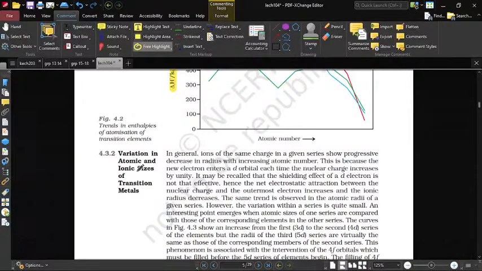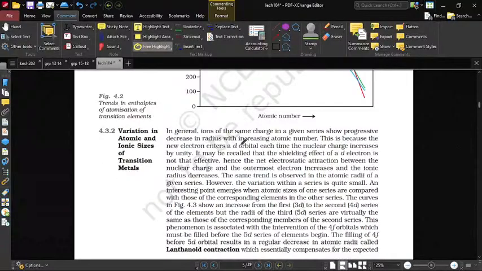Variation in atomic and ionic sizes of transition metals. In general, ions of the same charge in a given series show a progressive decrease in radius with increasing atomic number. This is because the new electron enters a d orbital each time the nuclear charge increases by unity. It may be recalled that the shielding effect of d electrons is not that effective. Hence, the net electrostatic attraction between the nuclear charge and the outermost electron increases, and the ionic radius decreases. The same trend is observed in the atomic radii of a given series. However, the variation within the series is quite small.